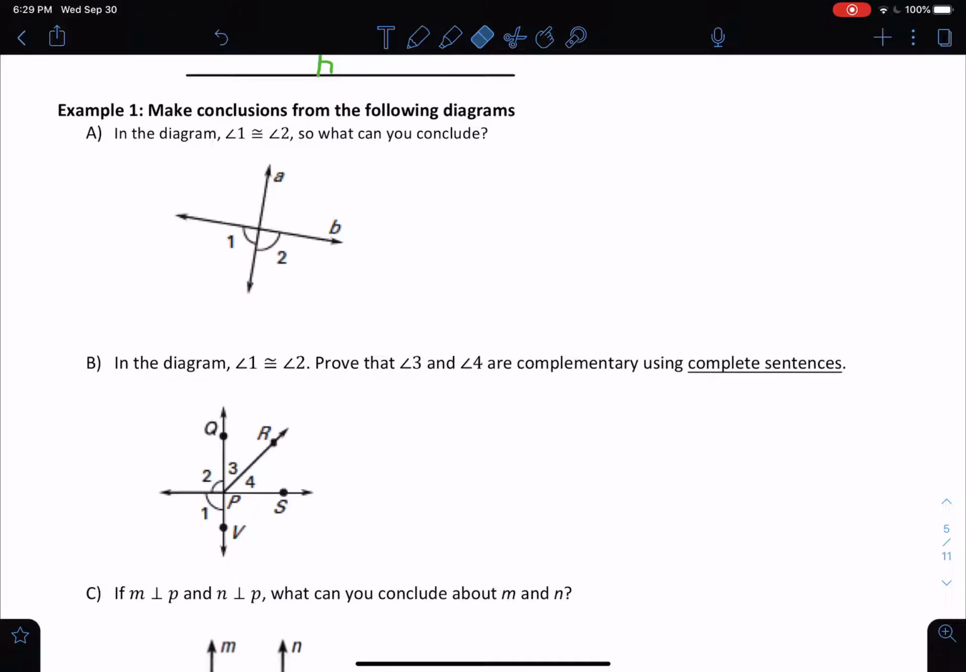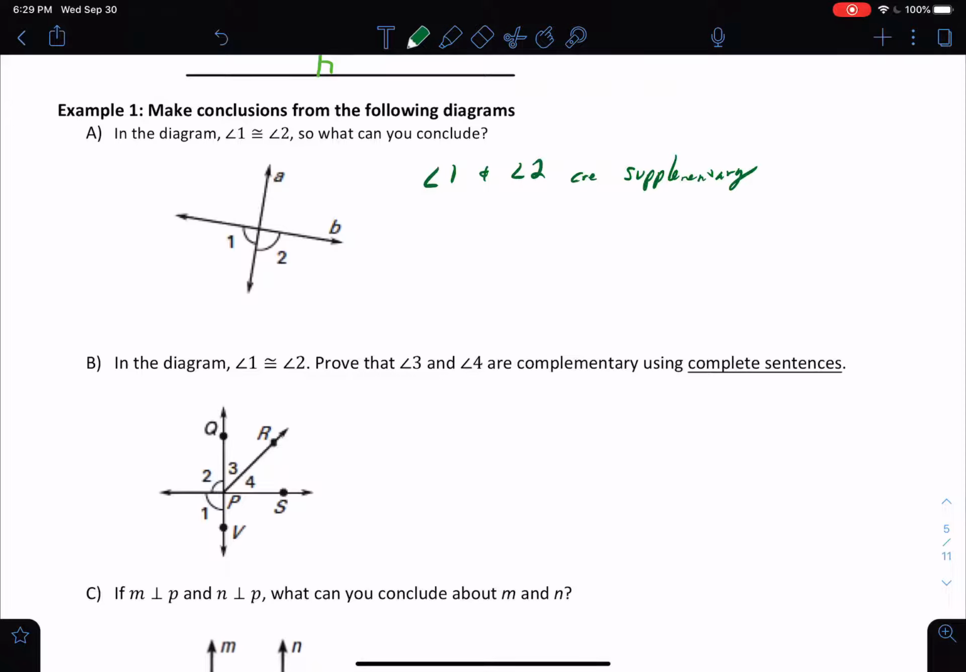Alright, so let's make some conclusions based off diagrams. And we can't assume anything, remember? We want to be able to prove these statements using mathematical facts. So in the diagram, I'm telling you that angle 1 is congruent to angle 2. What can I conclude? Angle 1 has one swoop and angle 2 has one swoop, so they're congruent. Together, they make a straight line. So I know that angle 1 and angle 2 are supplementary, so they add to 180 degrees.